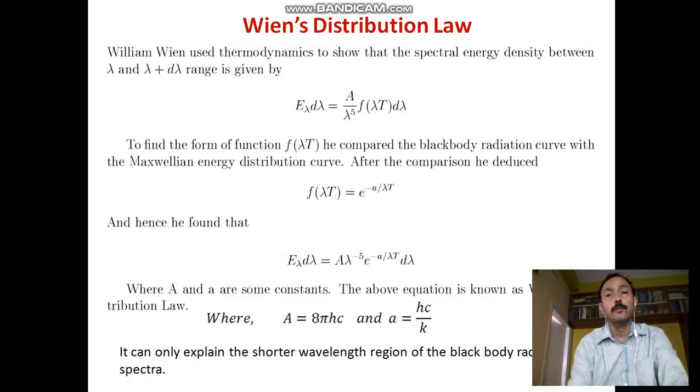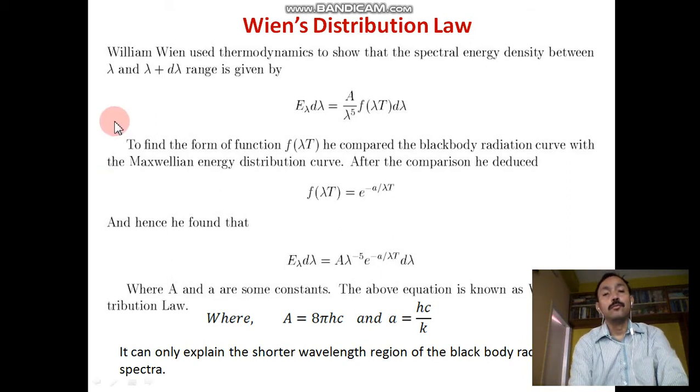Wien's distribution law. William Wien also used thermodynamics to show that the spectral energy density between lambda and lambda plus d lambda range is given by E lambda d lambda is equal to A by lambda to the power 5 times a function of lambda T d lambda. This function of lambda T can be expressed as e to the power minus small a by lambda T, where capital A is equal to 8 pi hc and small a is equal to hc by k.